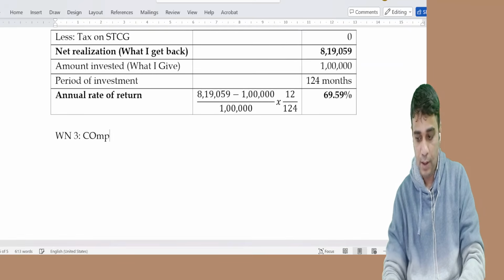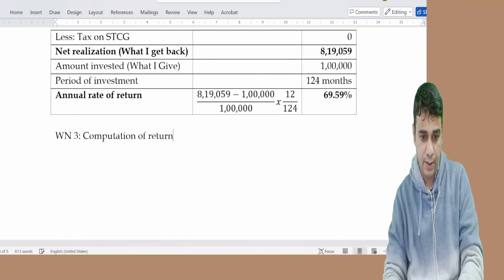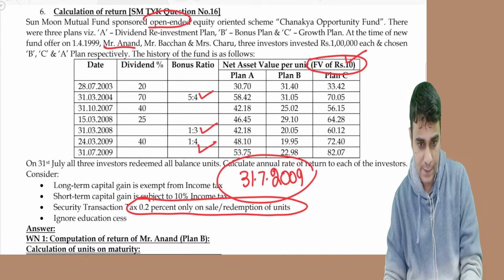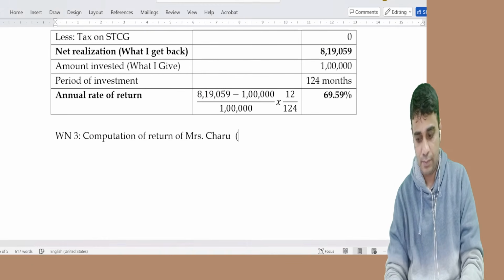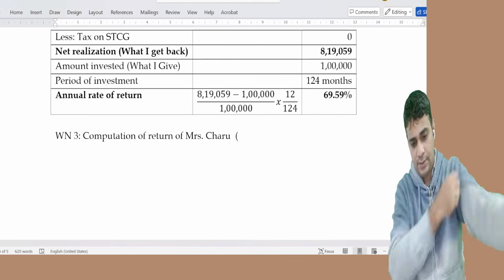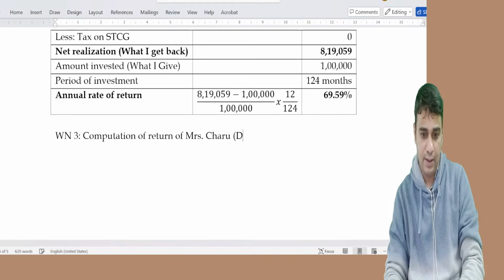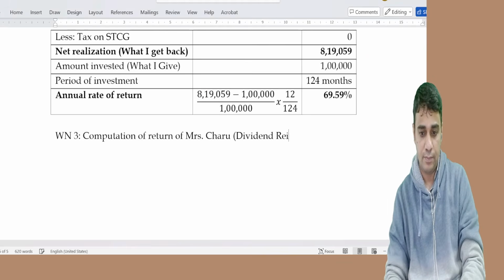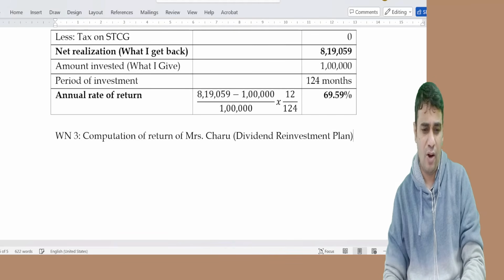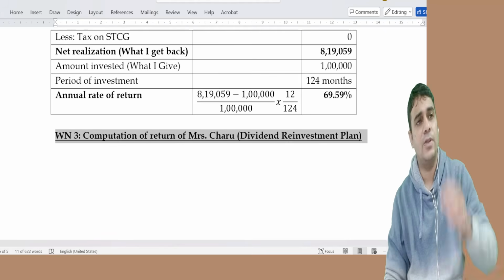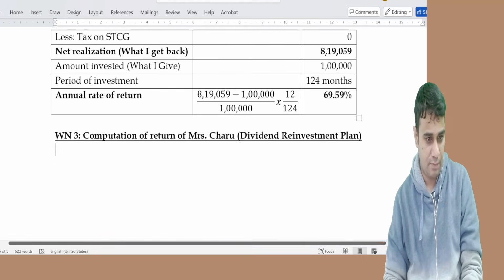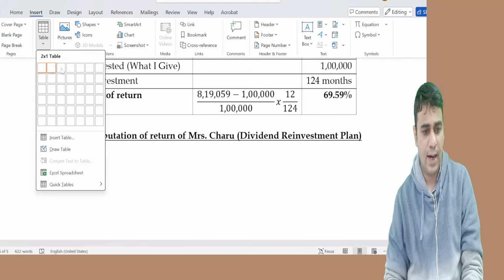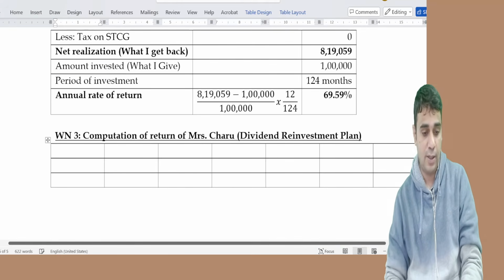Thank you, sir. Computation of return of the third person, Mrs. Charu. What is the plan they have taken? Okay, dividend reinvestment. This will involve a lot of calculation. This is the only plan which involves a lot of calculation. Let's open the format which was shown to you earlier. I think I may need some 7-8 columns.